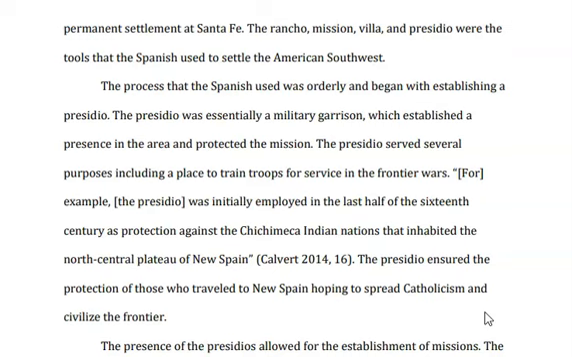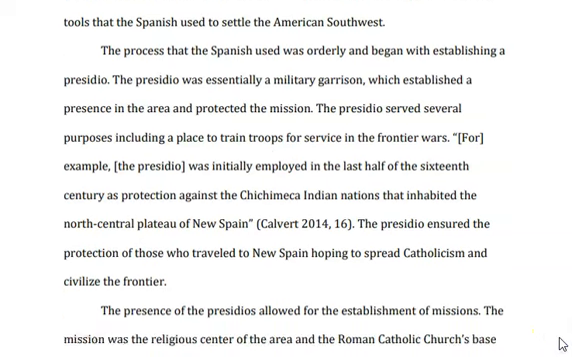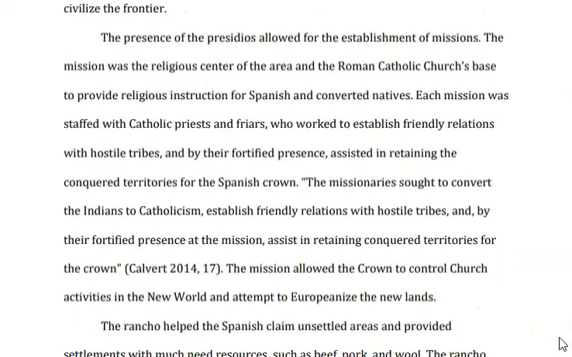I've then cited my quote. This was from a textbook that Calvert wrote in 2014, and it's page number 16. All right, and then I tell you the significance of this quote that I've just given you. It says, the Presidio ensured the protection for those who traveled to New Spain, hoping to spread Catholicism and civilize the frontier. All right, so I've answered one part of my discussion question, and then I'm going to move on and use the TRIPS format again in my next body paragraph.